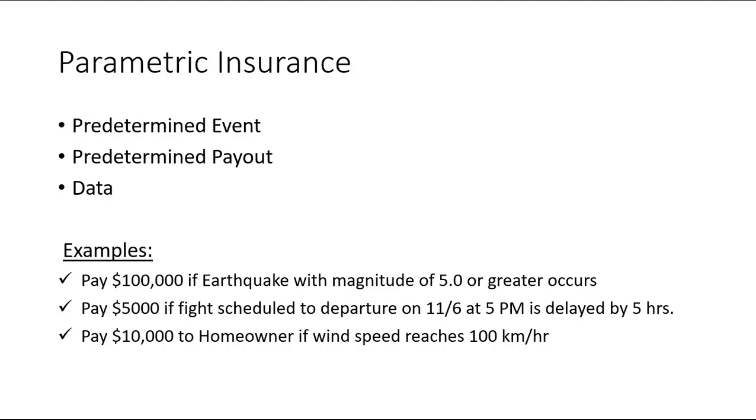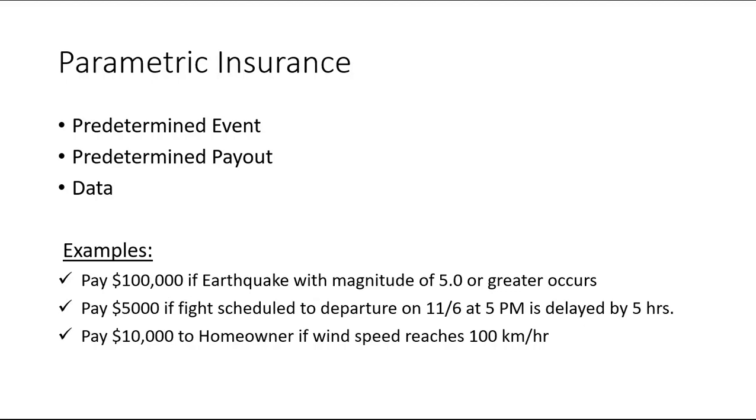If you see these examples: in the first example, we are ready to make a payment of 100K if an earthquake with a magnitude of 5.0 or greater occurs in a specific area. Similarly, an insurance company can pay $5,000 if the flight that is scheduled to depart on 11/6 at 5 p.m. is delayed by 5 hours. So it's a predetermined event and there is a predetermined payout.